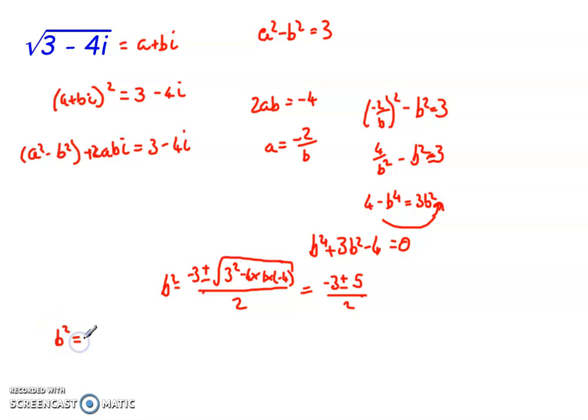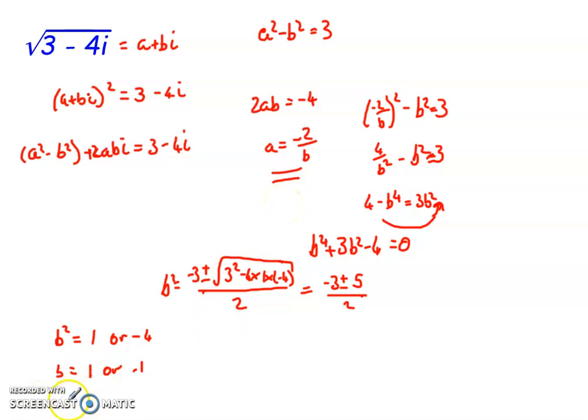I get b squared equals 2 over 2, which is 1, or b squared equals negative 8 over 2, which is negative 4. So to get the solution for b, I have to take the square root of both of them, but I can't do the square root of a negative number without it being imaginary, and we want solutions in the real set of numbers. So b is just the square root of 1, which is 1, or negative 1. What I can then do is take this and substitute it back into here to get my a's.